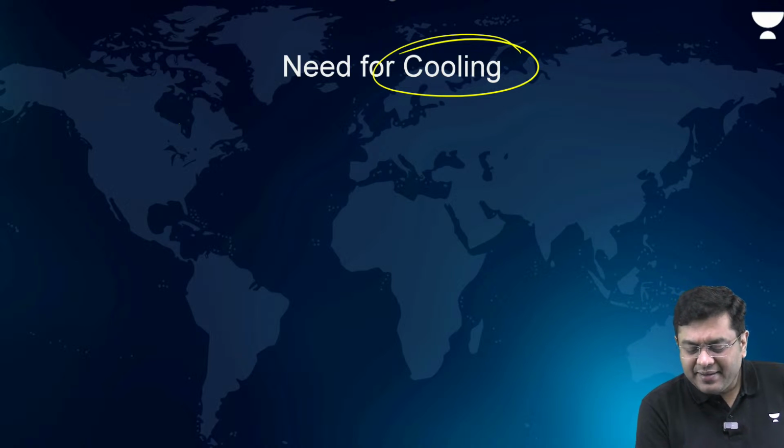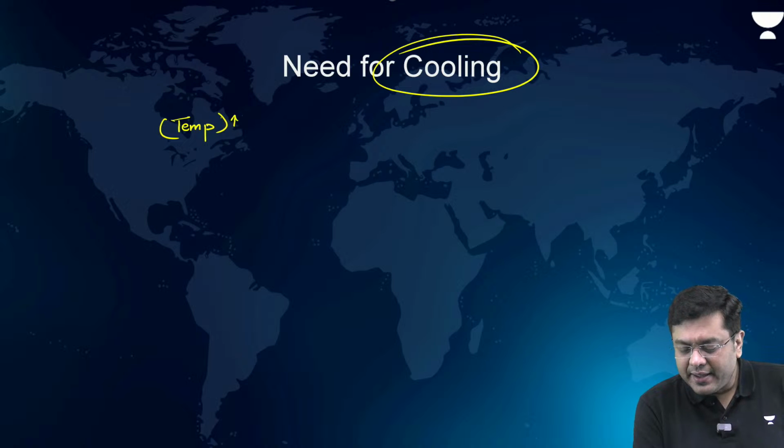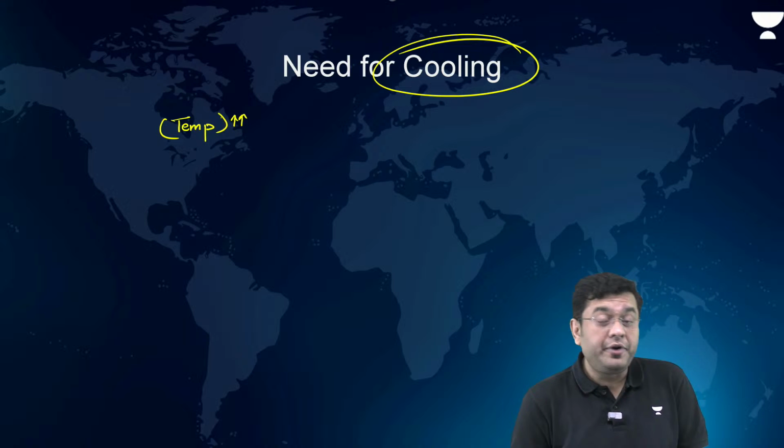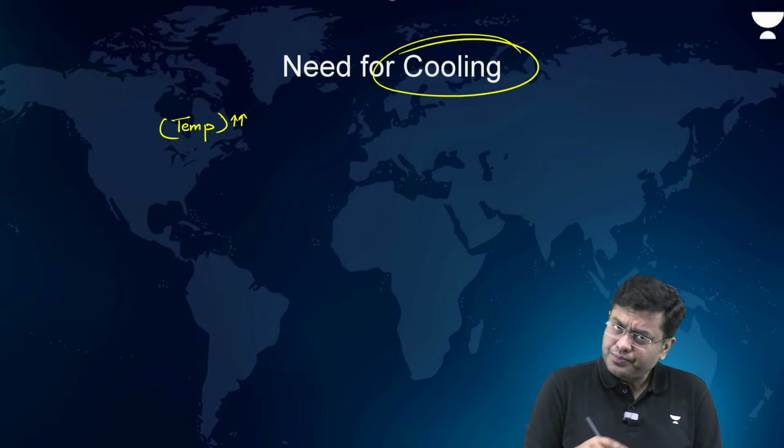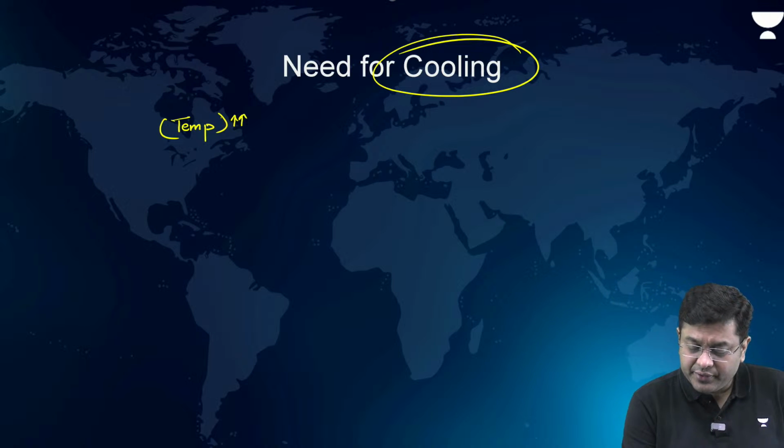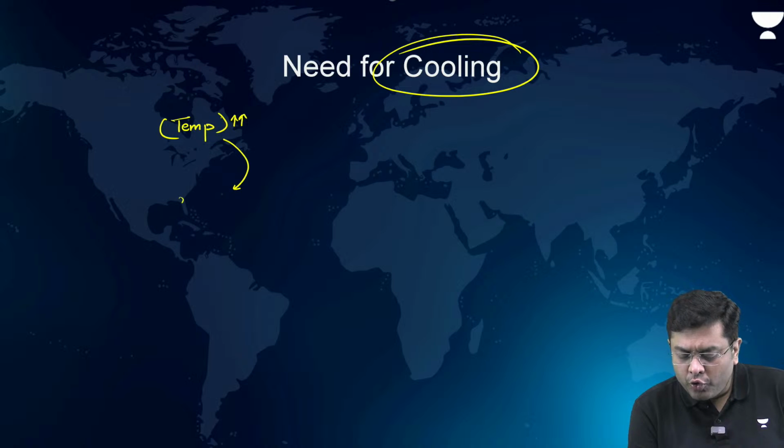First of all, as the temperature rises, and that is happening across the globe. This year in the summer months, India did breach in certain areas the threshold of 49-50 degrees Celsius. As the temperature rises, the requirement of cooling increases.